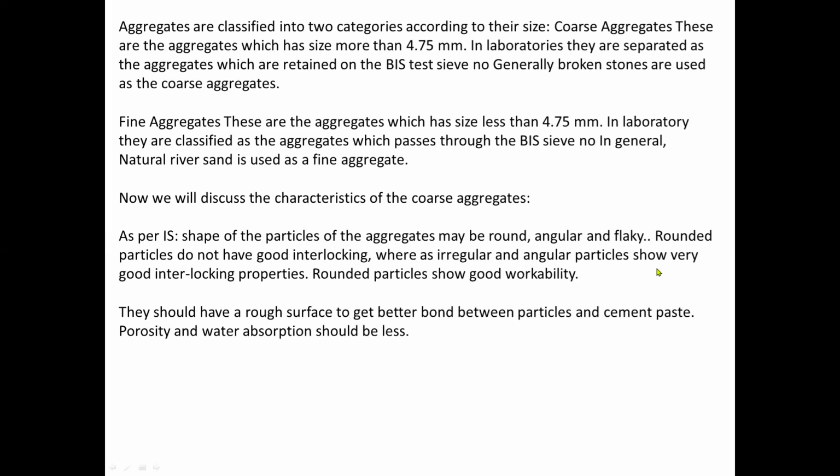Kaya nga yan ang dahilan kung bakit mas magandang gamitin ang angular type of aggregate. Kasi nga magaspang yan, unlike the rounded aggregate, makinis yan, smooth ang texture. They should have a rough surface to get better bond between particles and cement phase. Porosity and water absorption should be less.